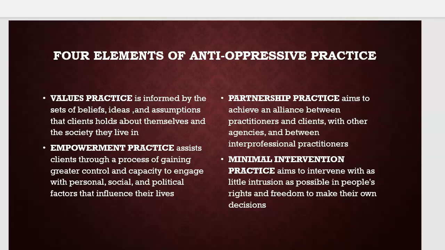The third bullet is partnership practice. Aims to achieve an alliance between practitioner and client. Aims to collaborate with other agencies and among interpersonal practitioners. So collaboration and partnership are important aspects of our practice. And finally, we aim to have a minimal level of intervention because we see our clients as experts in their own lives. We do not want to intrude on the rights and the freedom of our clients to make their own decisions. So how we approach our work, how we approach our clients is always with the understanding that we don't want to reinforce norms, expectations, and practices that may recreate experiences of oppression.